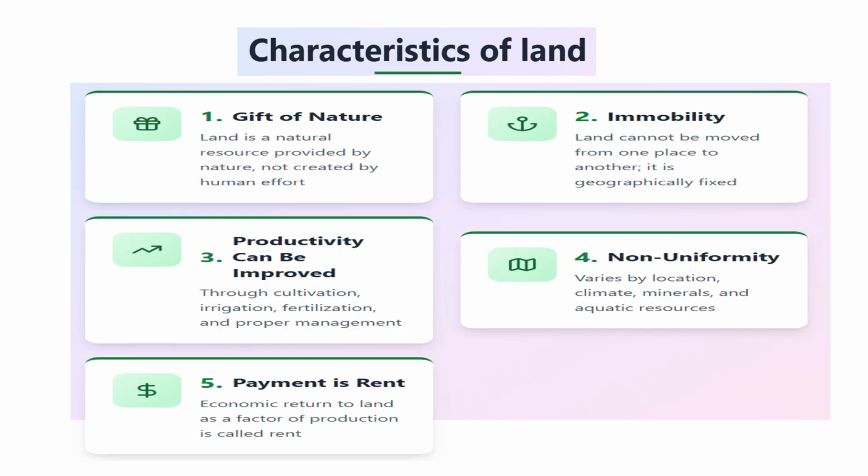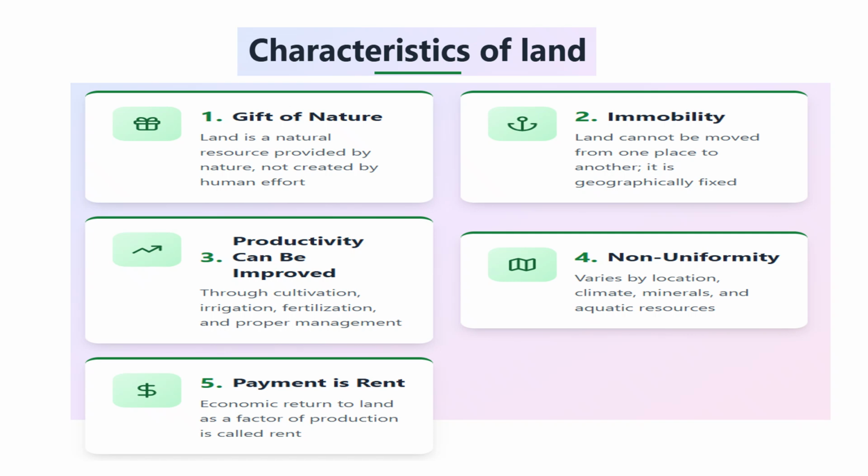The characteristics of land. First one, land is a natural resource provided by nature, not created by human effort. Second one, immobility. Land cannot be moved from one place to another. It is geographically fixed. While other factors of production like labor and capital can be transported, land remains permanently in its location. Third one, productivity.